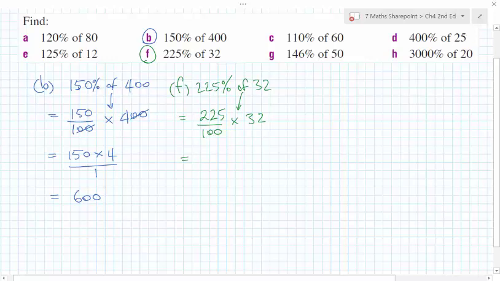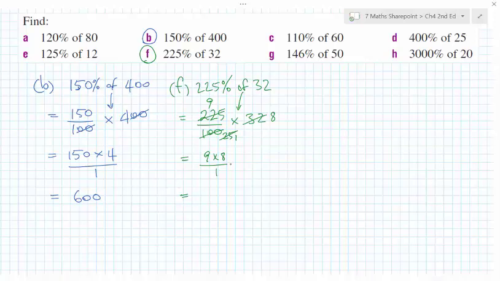So I know that 4 will go into that 25 times and 4 will go into that 8 times. I know also that 25 goes into that once, and I know 25 goes into that 9 times. Okay, so what I end up with is 9 times 8 over 1. Okay, and so 9 times 8, okay, is 72. So I know that that's my answer there.